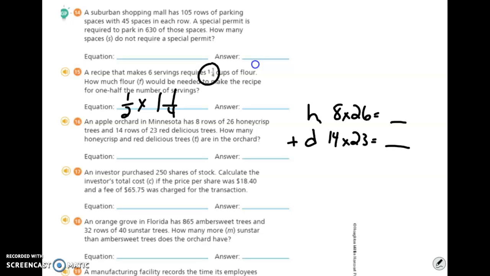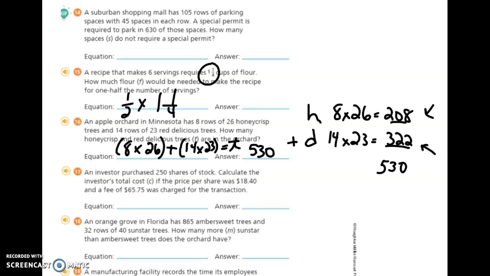So my equation, I'm just going to kind of copy down what my work looks like over here. 8 times 26. I'm putting that in parentheses because I'm going to do that part first. And then I'm going to add the 14 times 23. Man, they didn't give us a lot of room here. And then I'm going to put equals T for the total. You copy that down, and then I want you to figure out the Honeycrisp and the Red Delicious and add them up. Pause the video and do that. Here we go. Did you get it right?